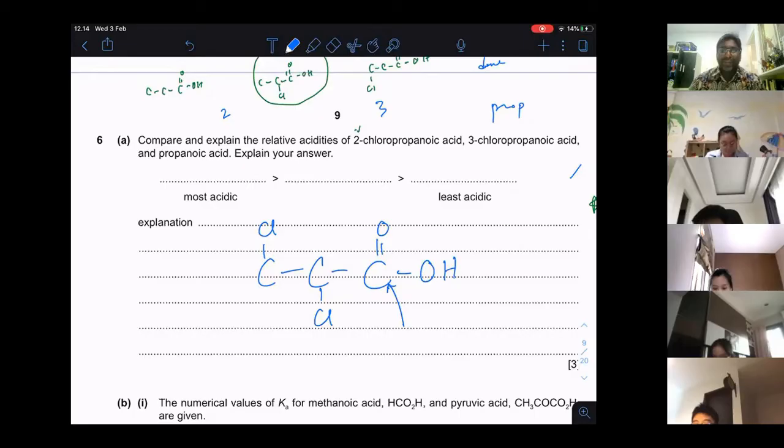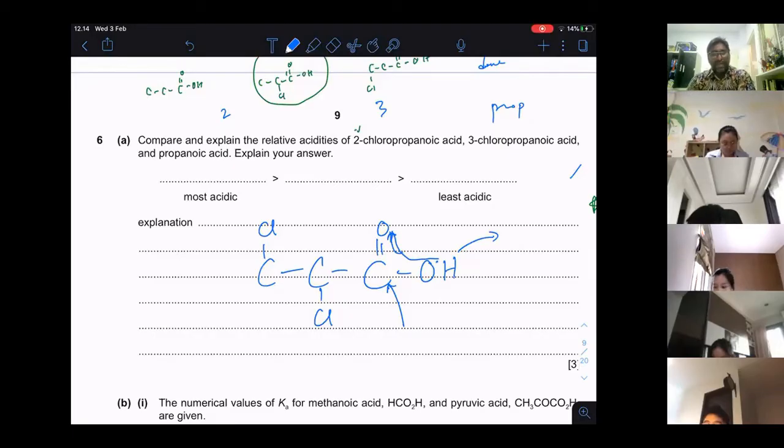Electron withdrawing, she put in the chat. Yeah, so it is electron withdrawing. So do remember, in order for this H+ to go out, we know that oxygen is going to be electronegative. So this electron over here is going to be pulled towards the oxygen. What happens? The bond between O and H is going to be weaker. Because the bond is weaker, the H can come out easily.